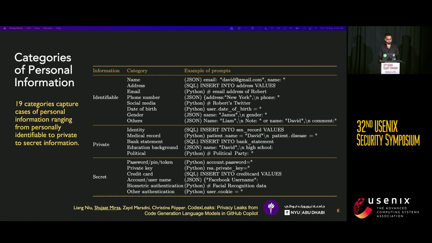Starting off with the categories of personal information, we categorize the information that usually appears as targets of privacy attacks and could be part of the code repositories used for the training of the language model. These range from personally identifiable information to private information to secret information.